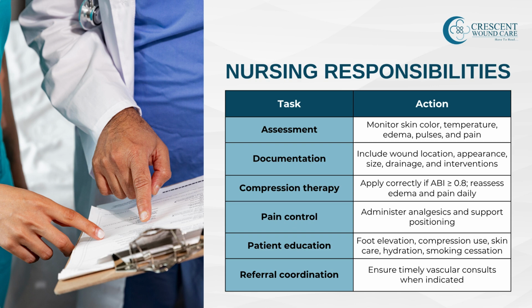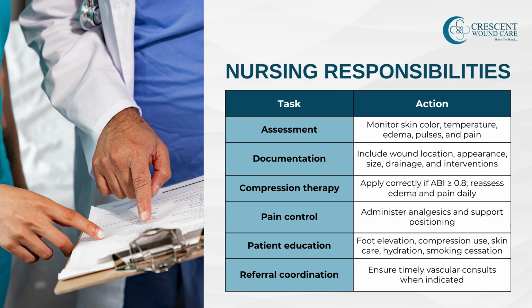Documentation matters more than we realize. Accurate records of the wound's size, depth, drainage, and response to treatment help guide the care plan and signal when something's going wrong. If ABI is 0.8 or above, you'll often be the one applying compression therapy and ensuring the patient is comfortable and responding well. If they aren't, speak up. Delayed care in vascular ulcers can cost lives.